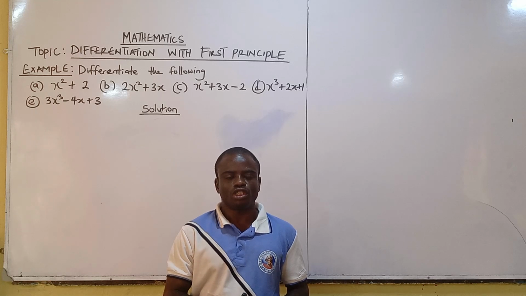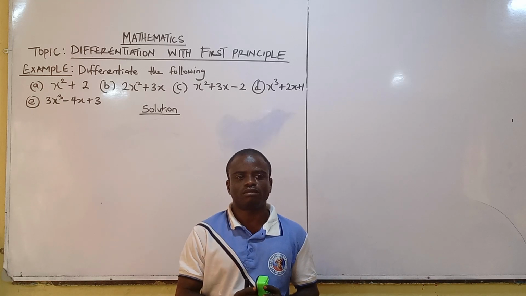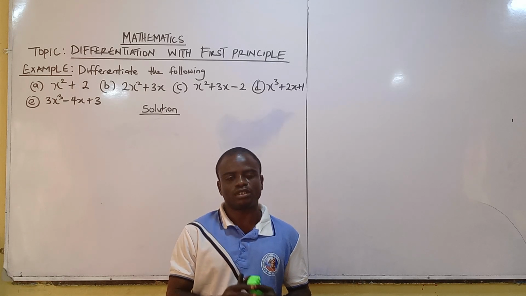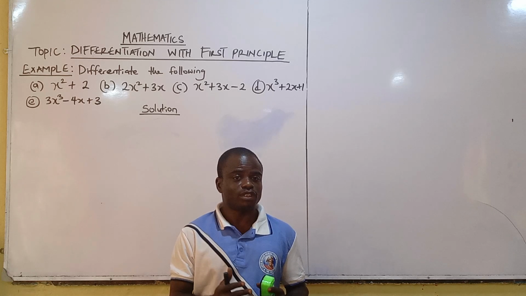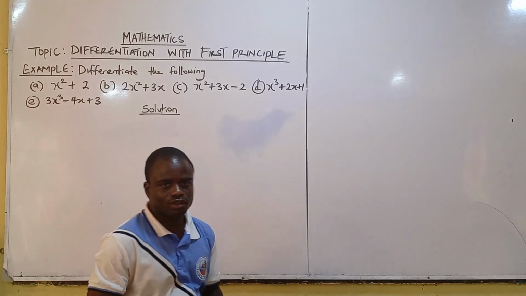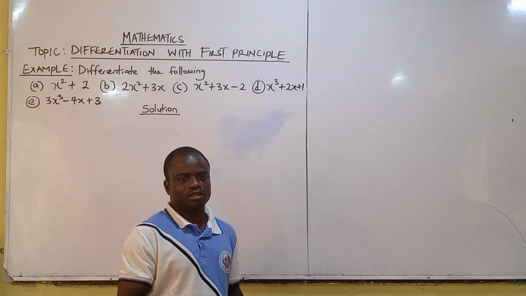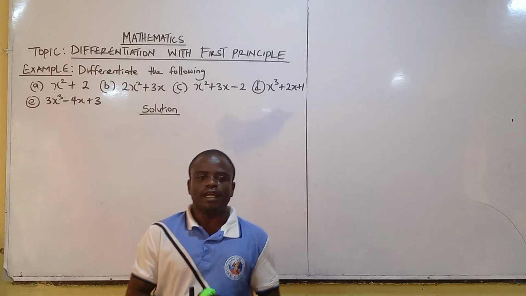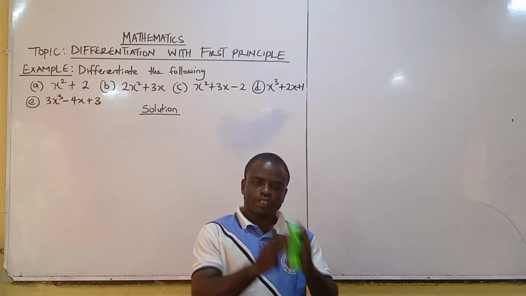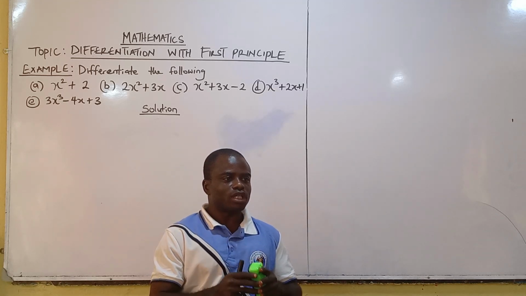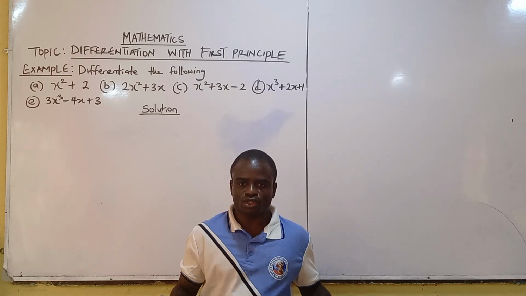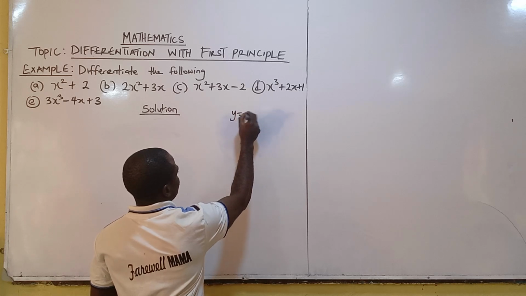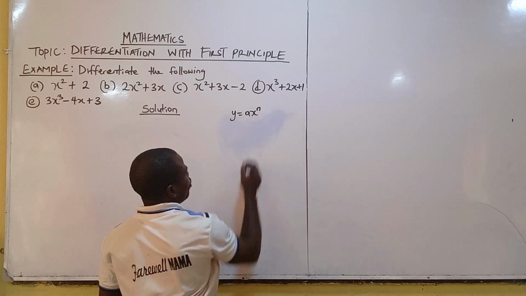But what we need to do is to settle down and pay attention to the way I want to solve it, and you will notice that it's a very simple way of solving differentiation, but it's a long process. That's why an exam like WAEC always specifies that you should use first principle in solving it. If you use any other way, you'll be marked wrong totally. But you can use the general method, which is y equals ax raised to power n, to confirm it.